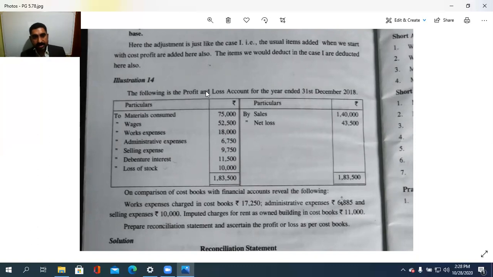On comparison of the cost books with the financial accounts, read the following. Work expenses charged in cost books is 17,250.